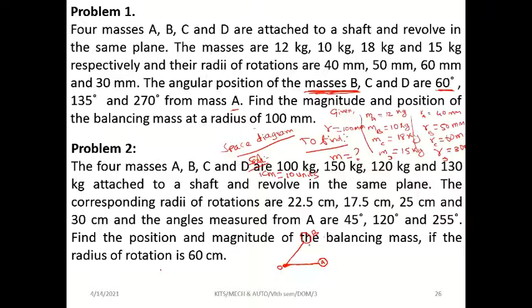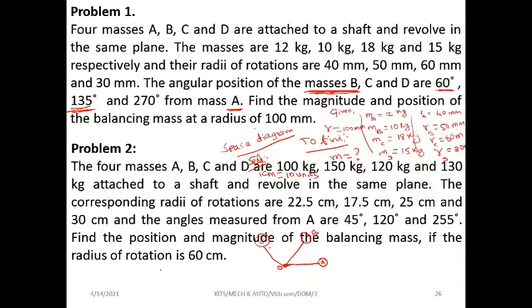Okay, so B is over. Now we have to go for C. C is 18 kg and the length of C is 60 mm. 60 mm means you will draw a 6 centimeter line. At what angle? Mass C is making 135 degrees with A. So take your protractor, keep it on OA and draw 135. I think it might come around here.